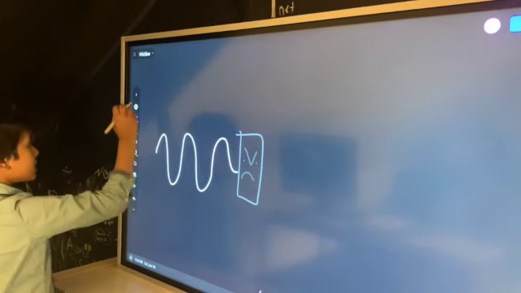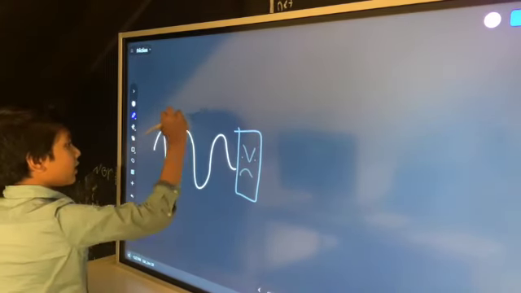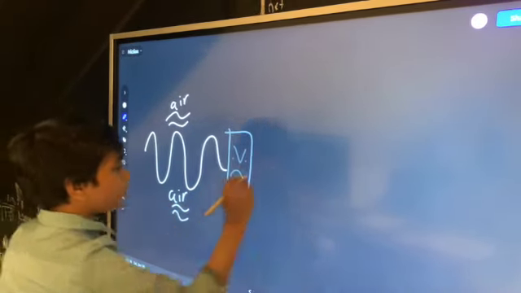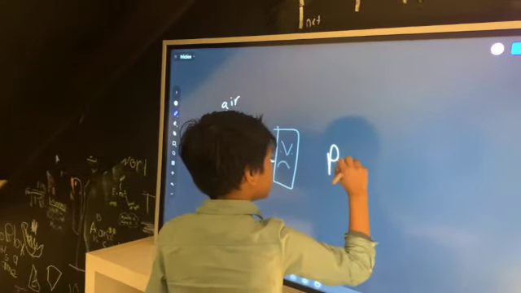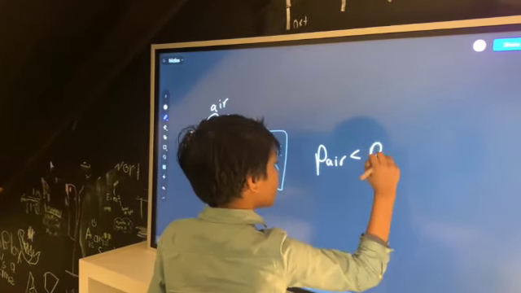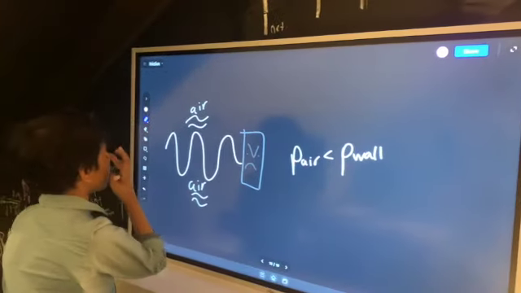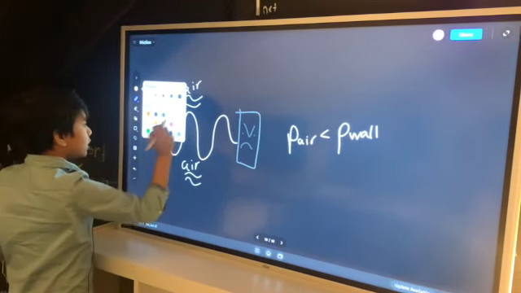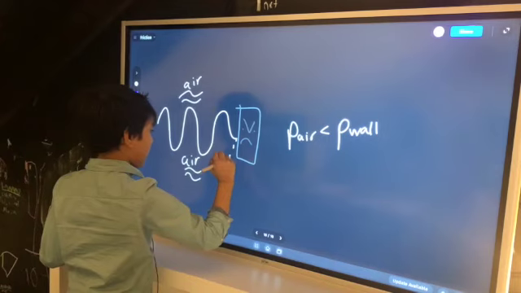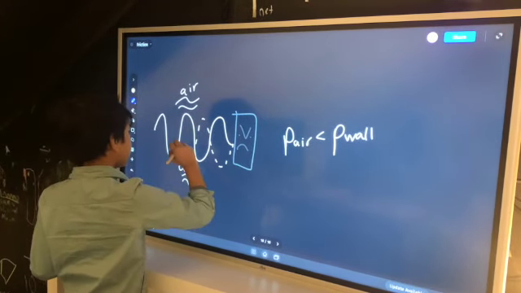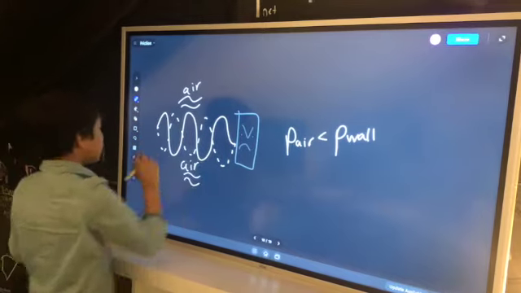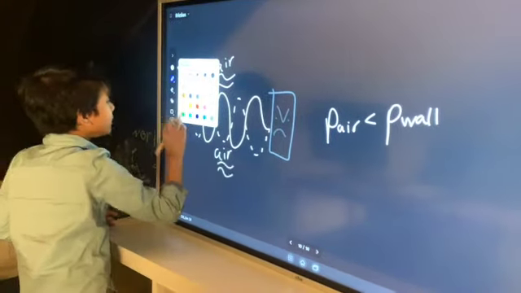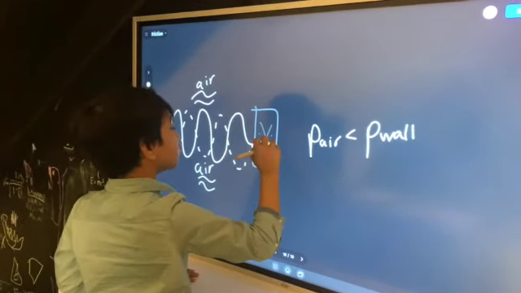the air around the wave is going to be less dense. The air around the wave is less dense than the wall. So that means that when the wave touches the wall, it will reflect back like this. It will turn 180 degrees and reflect back. It's also going to turn down a little bit because a tiny bit of energy will be able to pass through the wall.